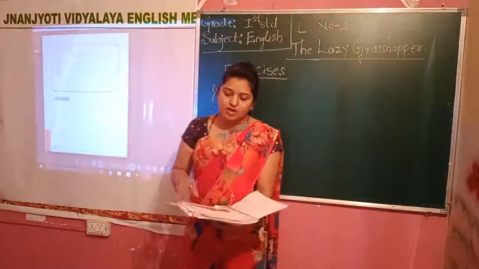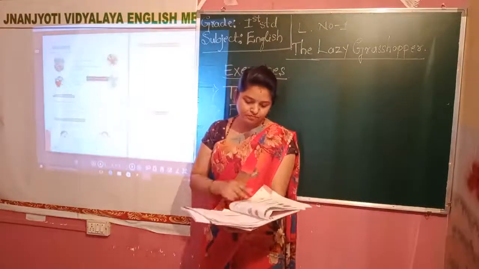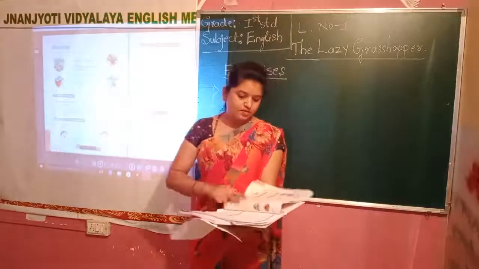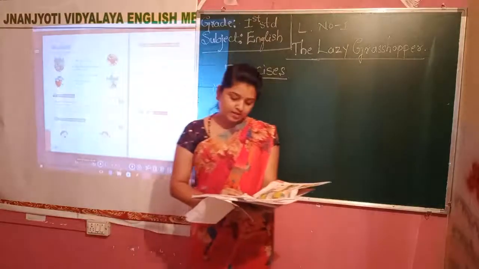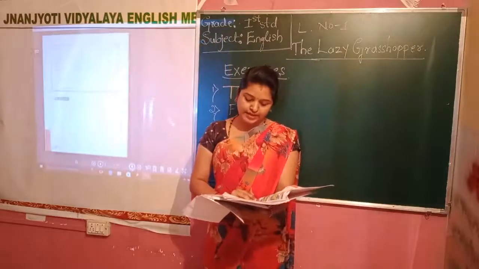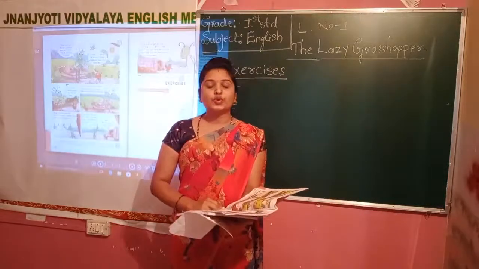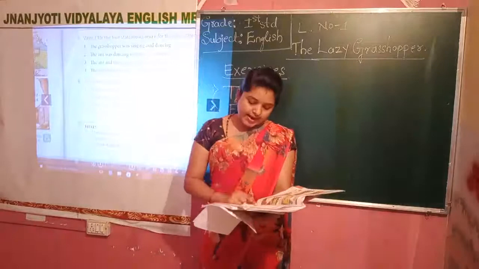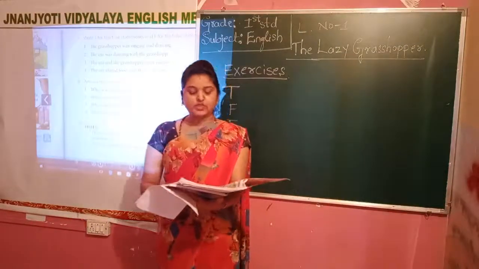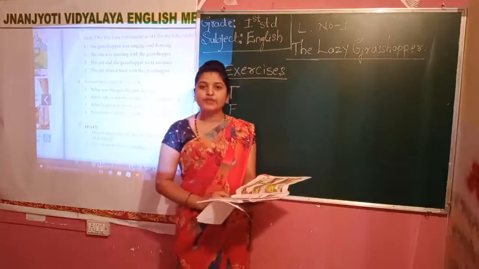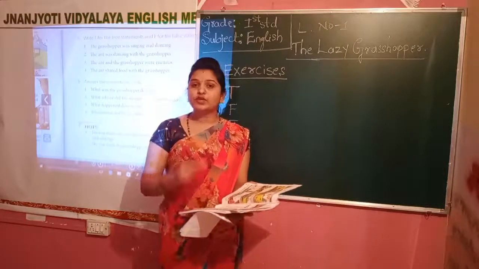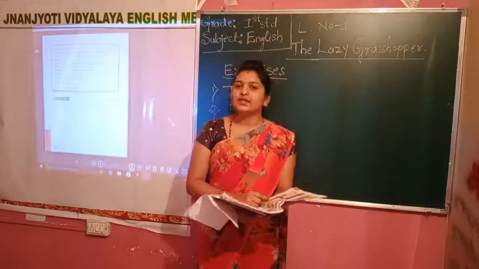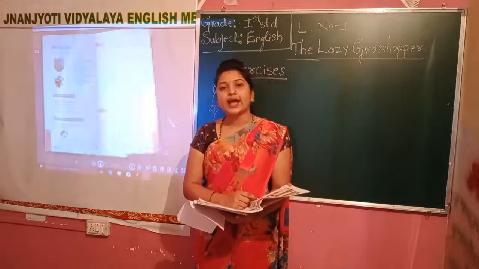Next, turn your page. I will tell you the page number. Here, there are again some HOTS questions. Do you think the ant should have joined the grasshopper in dancing and singing? No, the ant did not join the grasshopper for singing and dancing. The answer is no. And again, second question. Do you think the grasshopper was foolish? What do you mean by foolish? The opposite word of foolish is what? Clever. In this lesson, yes, the grasshopper was foolish. The ant was clever.